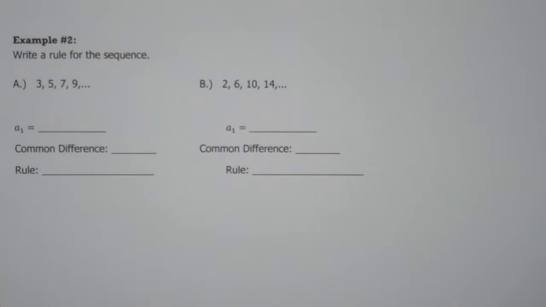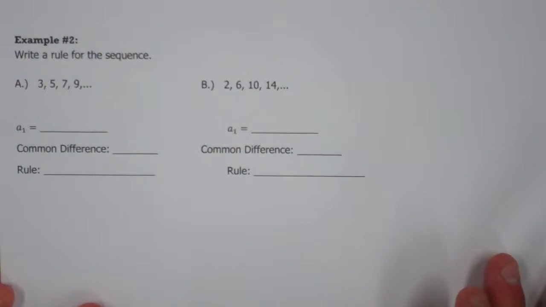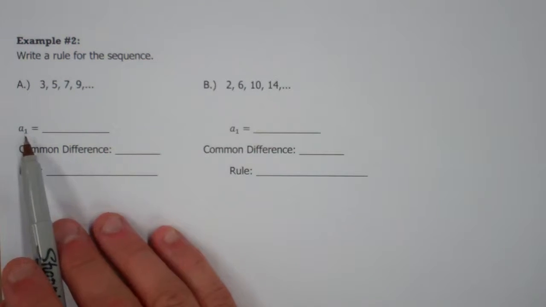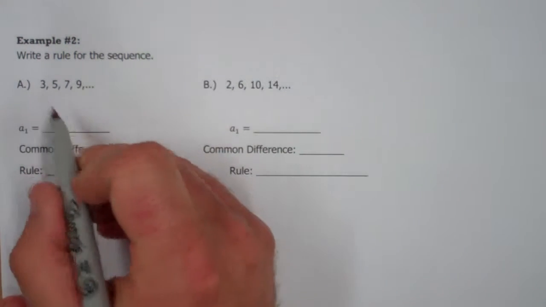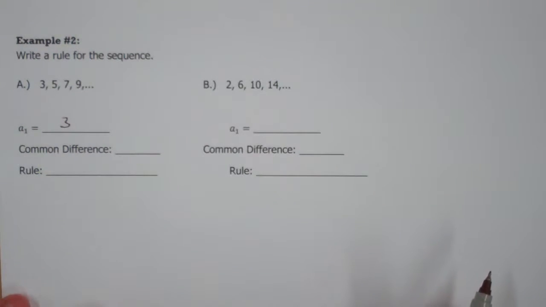In this example, we want to write a rule for the given sequences, and we've got a couple to work with here. The first one is 3, 5, 7, 9, dot, dot, dot. That means that this sequence continues to infinity. A sub 1 is math shorthand for the value of the first term, and the value of the first term is 3. It's whatever number appears first.